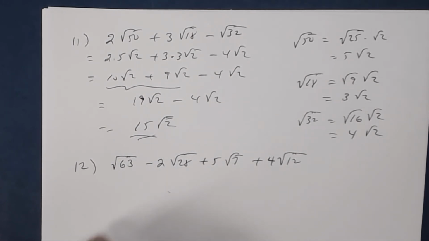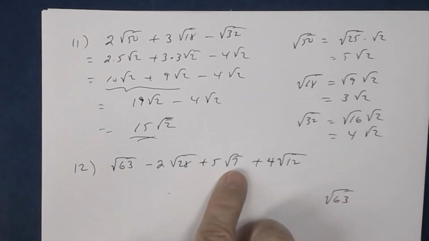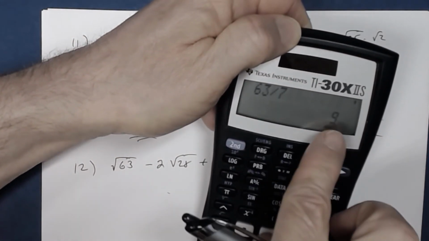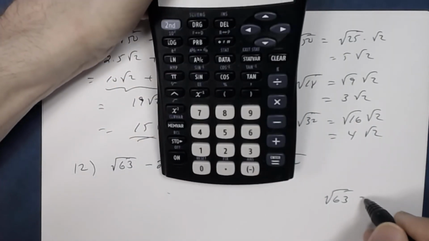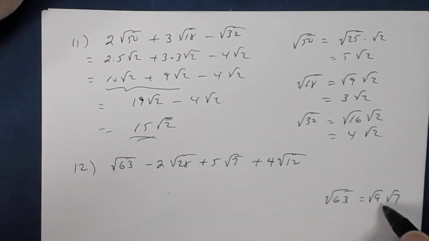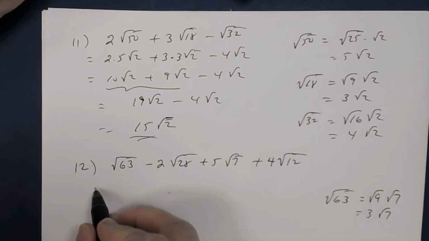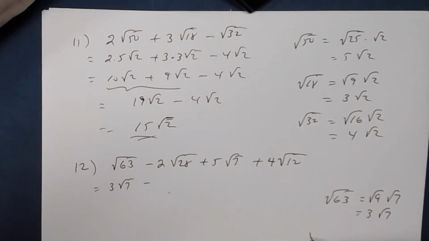All right, so let's look at 63. Square root of 63. Let's see if I can simplify that. You see how this is a 7? Let's just use it for a moment. So 63 divided by 7 gives me 9, and 9 is a perfect square, so I'm going to get 9 times 7. So that'll be the square root of 9 times the square root of 7, right? So that becomes 3 square root of 7. So this is 3 square root of 7 minus, all right, let's look at the square root of 28.